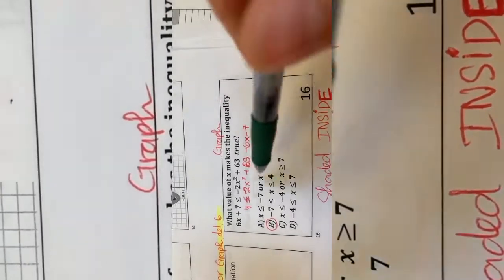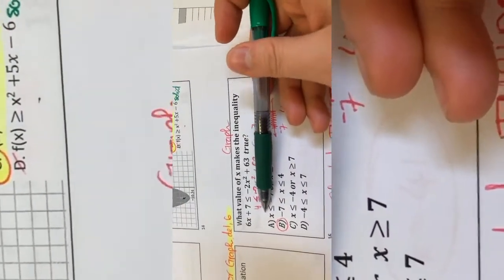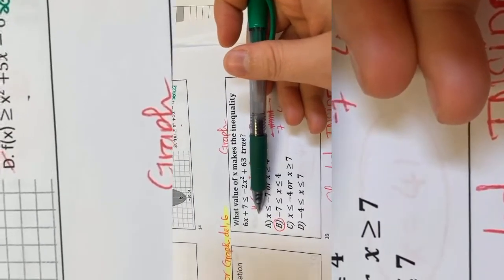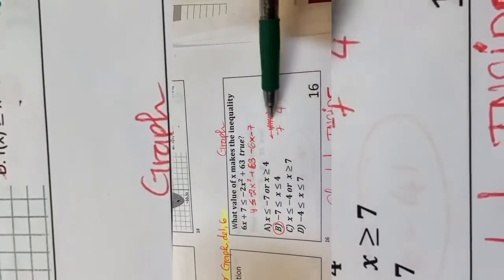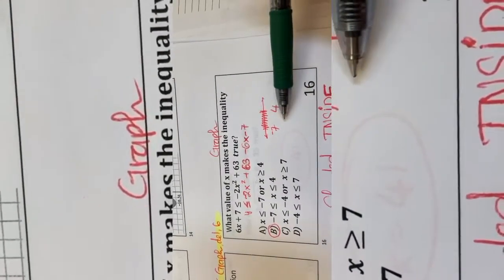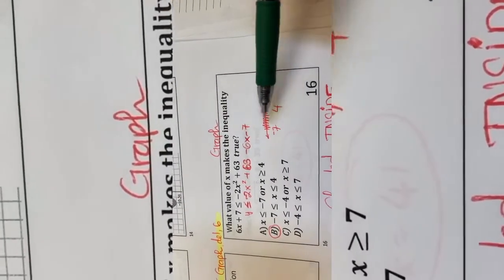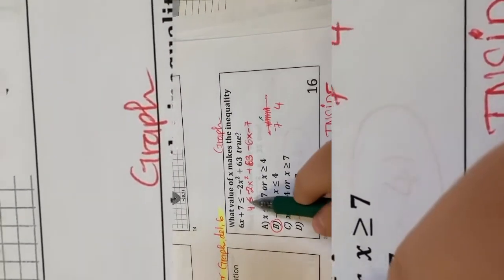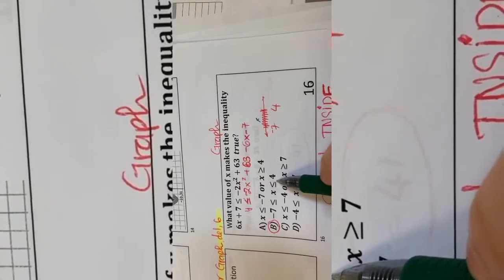Next we have: what values of x make the inequality true. The way you do it is you graph it in Desmos. Then you see whether they shaded inside or outside. This one just happened to shade inside, so that's why you're going to have from -7 to -4 with the x in the middle. They are solid because they have the equal sign, so you pick the same inequalities.